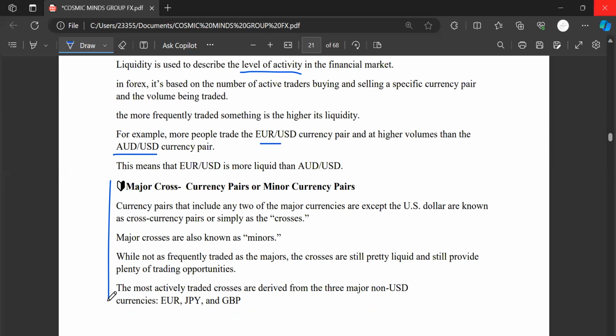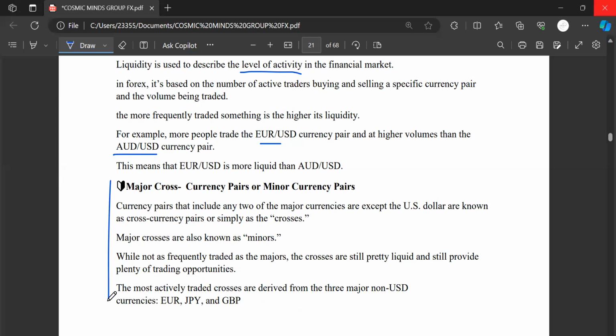So let's see how true that is. Currency pairs that include any two of the major currencies, except the US dollar, are known as cross currency pairs, or simply as the crosses. So it means that the crosses can be taken from the major currencies, except that they don't have to include the US dollar. Just among the major currencies, you can have the crosses.